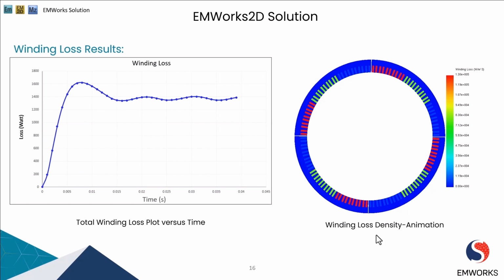And on the right hand side we have winding loss density, which is a dynamic representation that provides a deeper understanding of the distribution of losses across the winding. And we can see here that the peak value of the losses is around 1.3 watt per meter square. This allows us to visualize how losses are distributed within the winding structure.